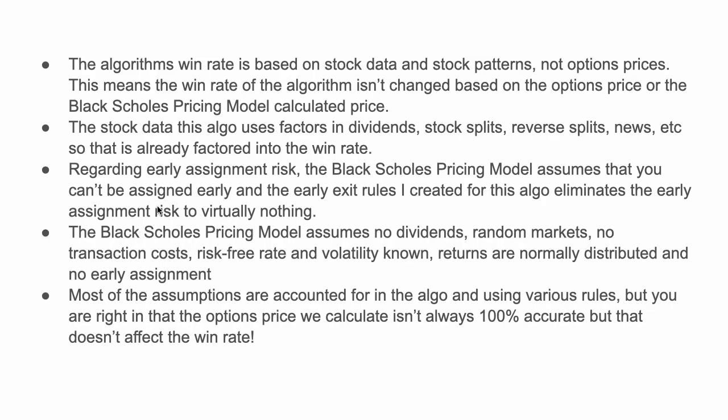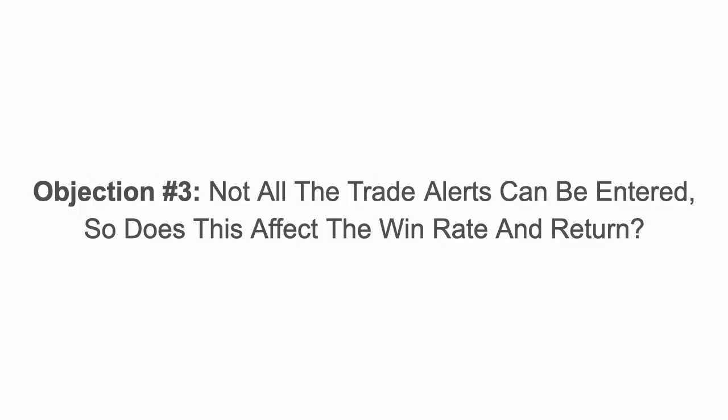Most of the assumptions are accounted for, as I just explained, in the algo and using various rules. But you are right in the fact that option prices we calculate aren't always 100% accurate, but that doesn't affect the win rate. And again, it may not be 100% accurate, but we are 99, if not 99.9% accurate in our option price calculations. Objection number 3. Not all the trade alerts can be entered.